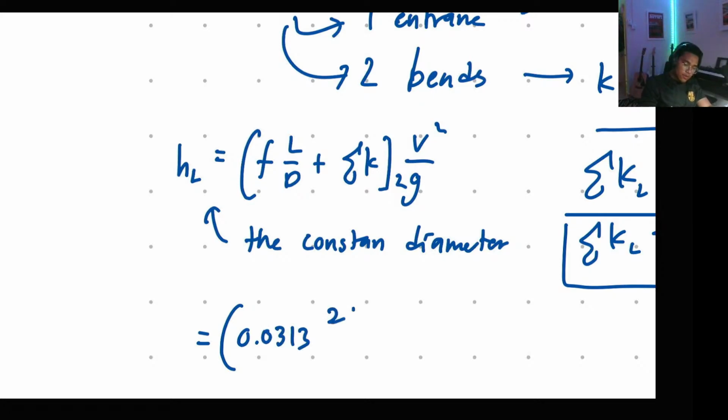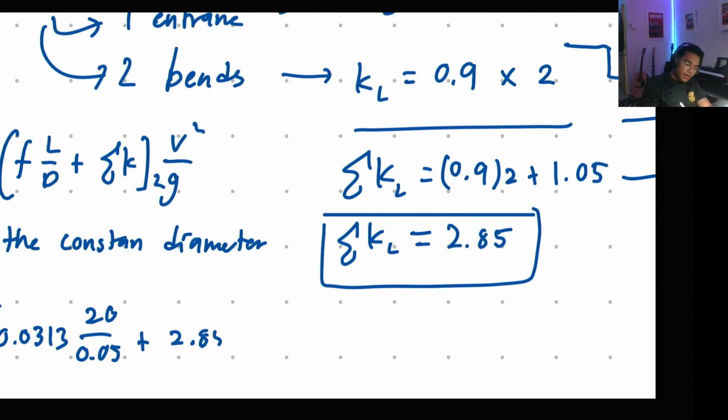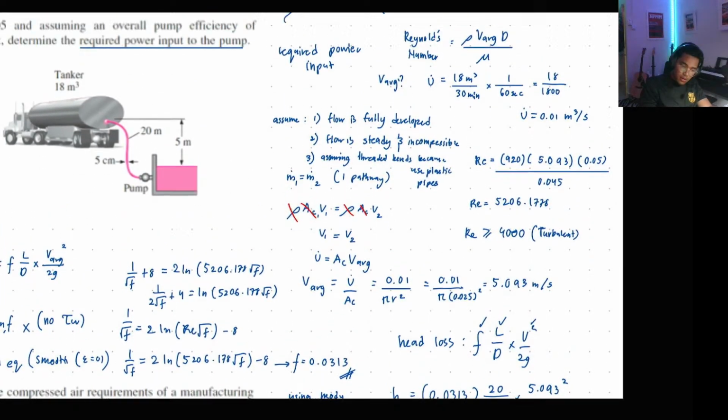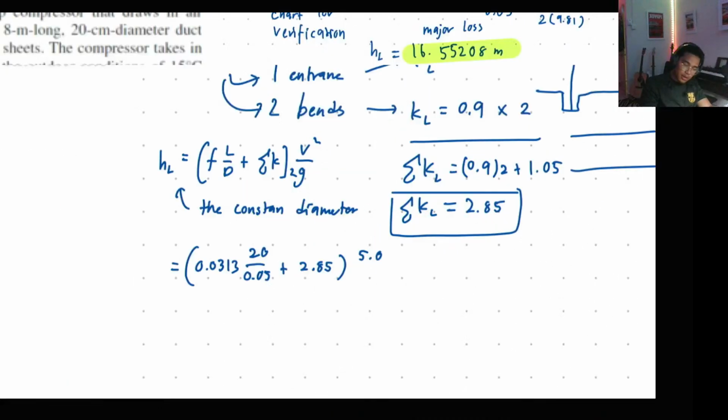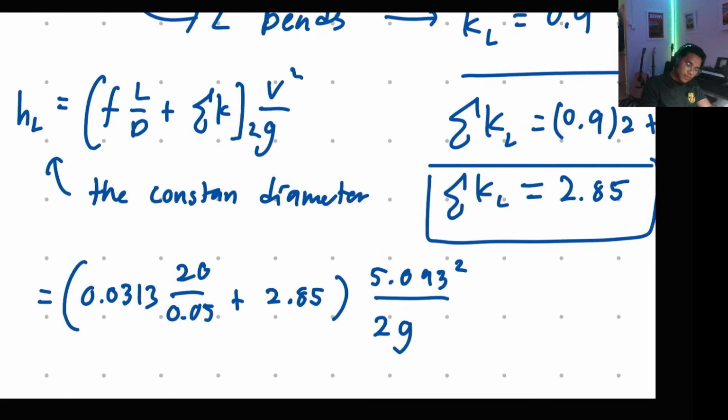0.0313 times L is 20 over 0.05 plus apa ni? 2.85. Berapa tadi? Dia velocity dia 5.93 over 2g squared. Okay, cuba you guys kira. Boleh guna calculator equation method untuk solve equation for questions in example. Boleh? Boleh.